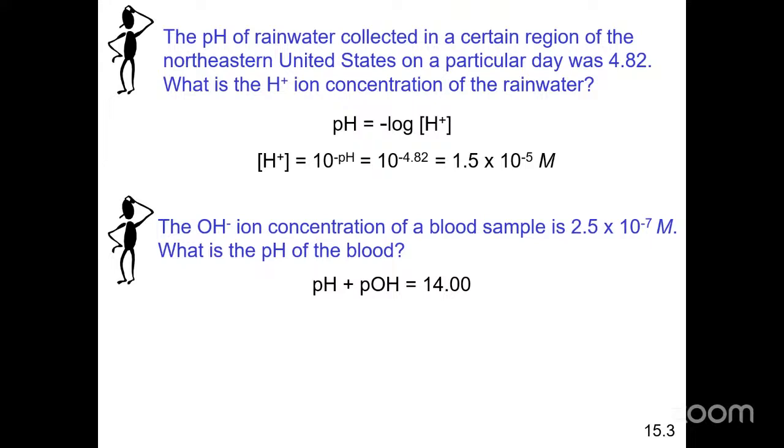So basically, how we would solve this problem is that first, based on the pOH, we'll find the pH, and then we subtract it from 14.00, and that gives us the pH, right?